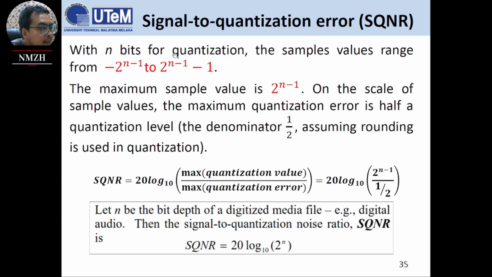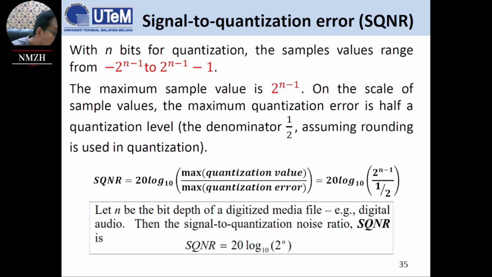to analyze the quantization error, we call it signal to quantization error, SQNR. Okay, so with n bits for quantization, the sample values range from -2^(n-1) to 2^(n-1) - 1. So particularly, for example, when we say that we have n equal 3, right? Okay, let's do together.